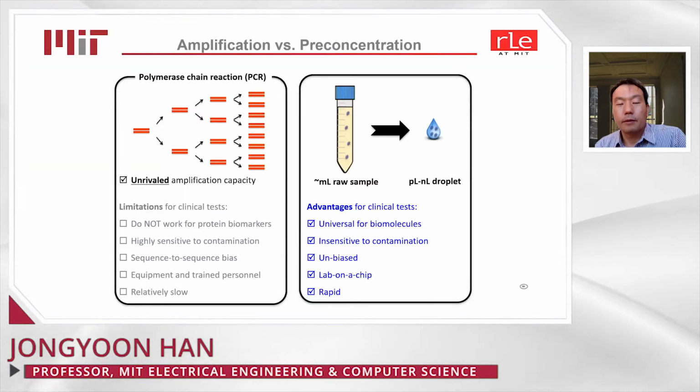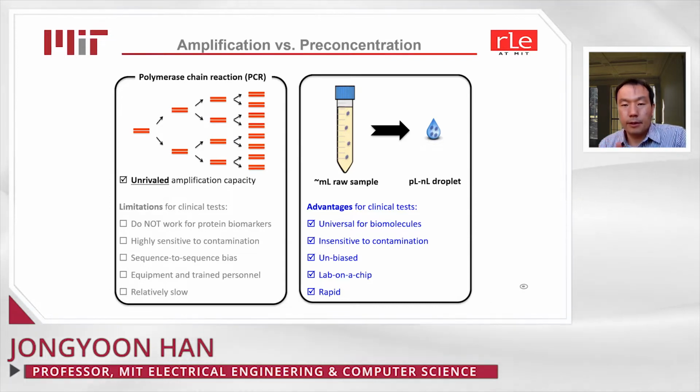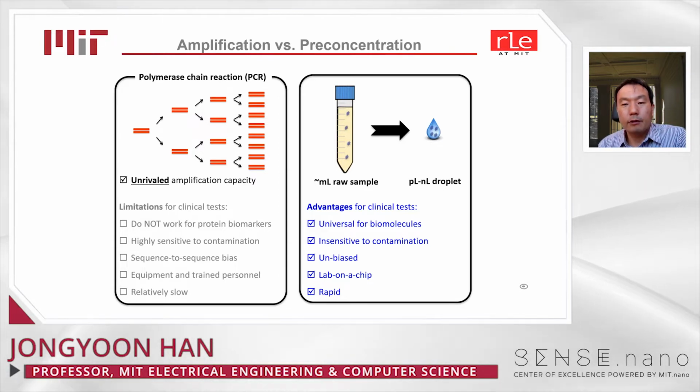And we propose that this pre-concentration idea can be an alternative and even complement the current amplification strategy. Why? Because oftentimes we have a sufficient volume of the raw sample. Let's say biomedical detection of biomarkers from urine or blood. It is reasonably possible to get milliliter-level samples.